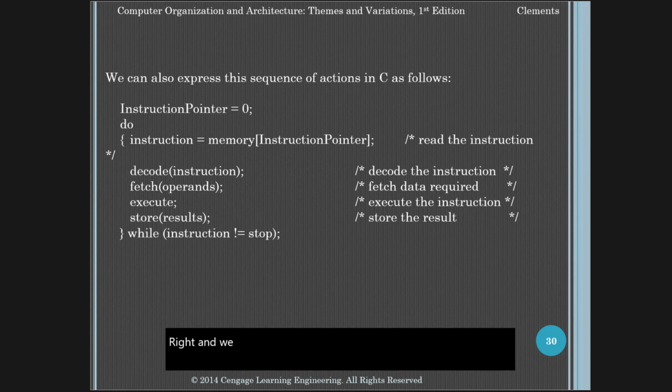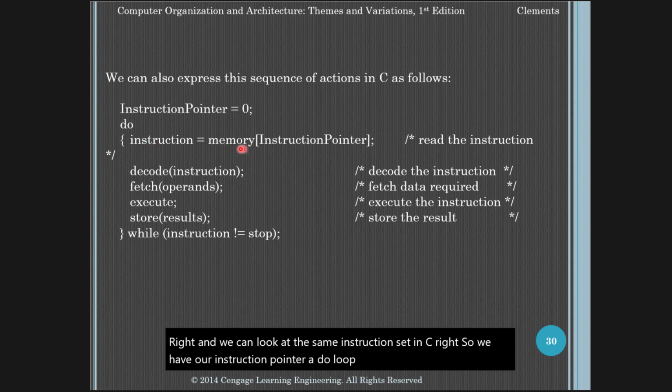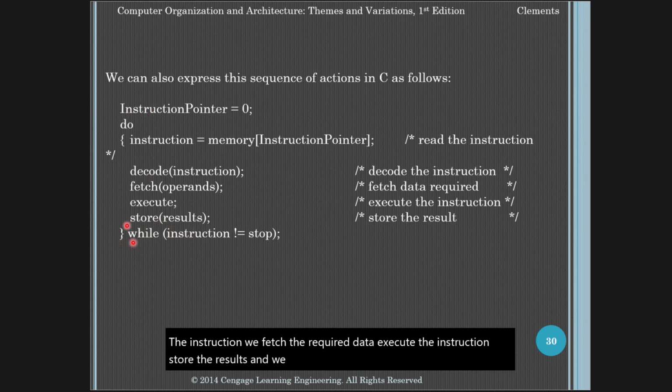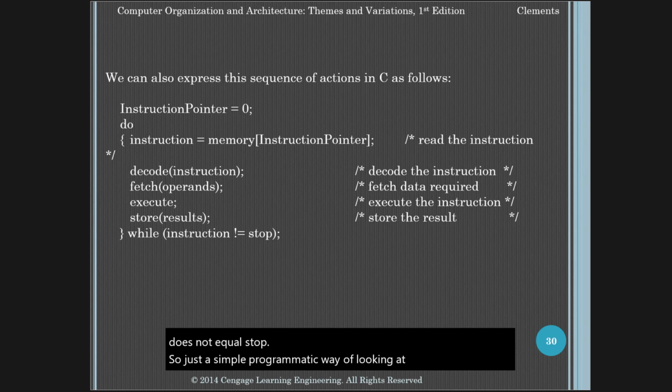And we can look at the same instruction set in C. So we have our instruction pointer, a do loop, setting that to our memory instruction pointer, which is where we read the instruction. We decode the instruction, we fetch the required data, execute the instruction, store the results, and we do this loop while the instruction does not equal stop. So just a simple programmatic way of looking at this pseudocode example.